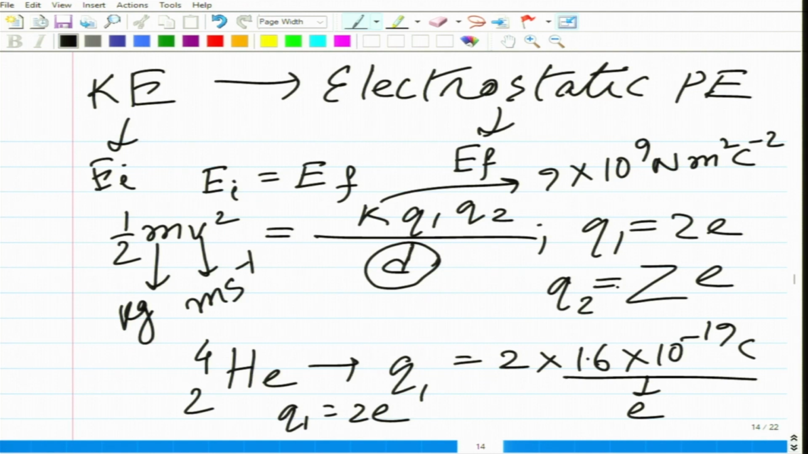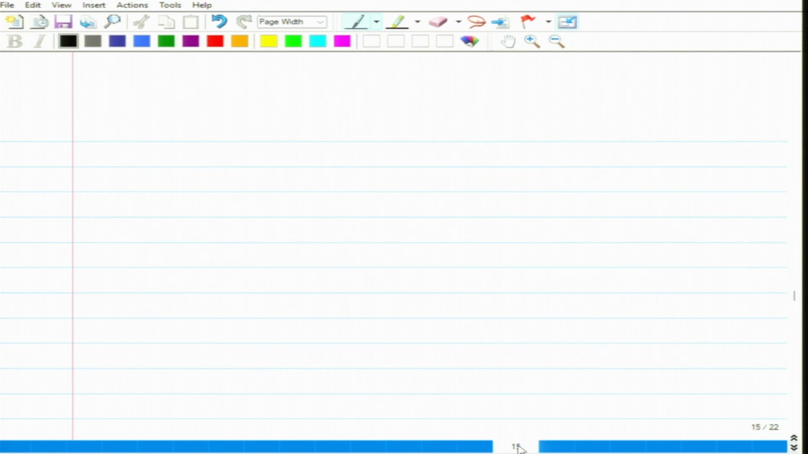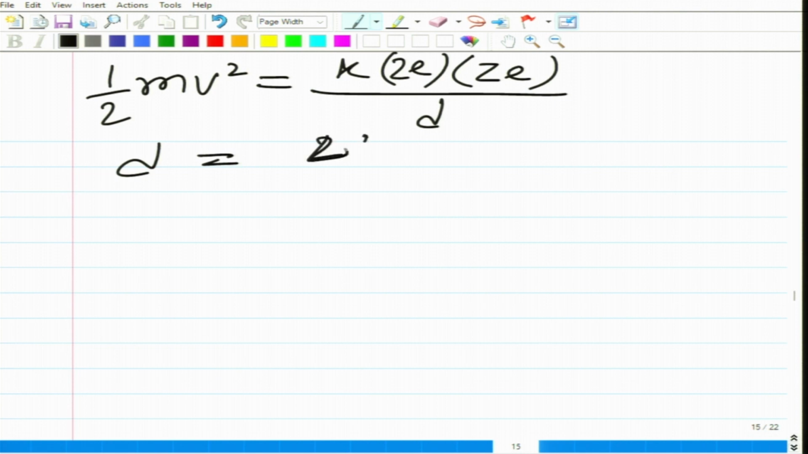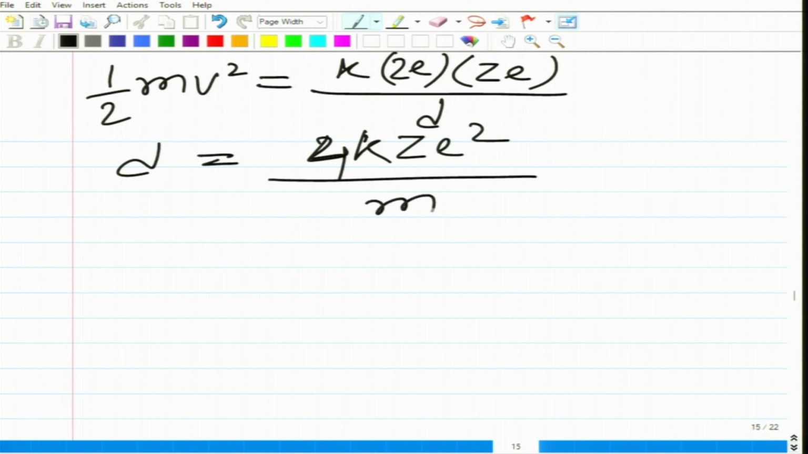So this is the final statement: half mv square equals k into 2e into Ze by d. So d equals 4k Ze square by mv square. This is the expression for the distance of closest approach.